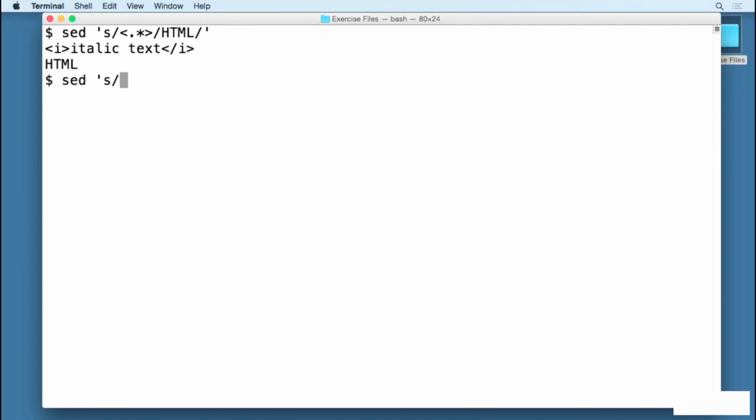We'll replace <[^>]*> with HTML, and we'll do that globally. What this is looking for is an opening pointy bracket, any number of characters, including 0, that are not closing pointy brackets, and then a closing pointy bracket, and replace that with HTML. So if we use our same italic text input, then it replaces the 2 HTML sequences with the letters HTML.